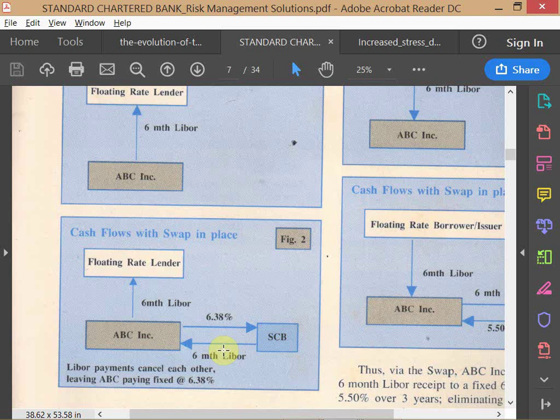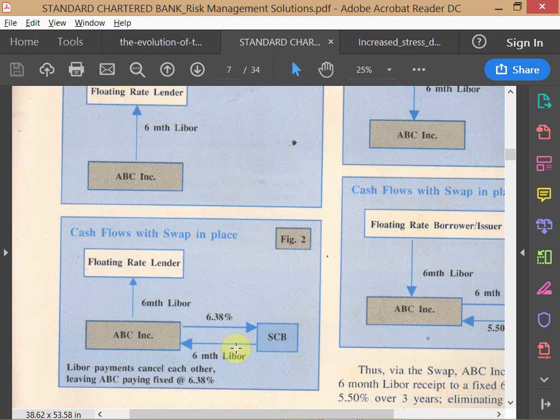Is everyone clear? So the point is, for most money market instruments, the setting is going to be at the front end, and the payment is going to be at the back end. So it's not a new concept. You know how bank fixed deposits work. The interest rate is declared to you at the beginning, but the cash flow is paid at the end. So every 6 months they will figure out what the 6-month LIBOR fixing is, and 6 months from that date they will have to exchange cash flows. SCB will receive 6.38% fixed, and ABC will receive whatever the 6-month LIBOR fixing was 6 months ago.